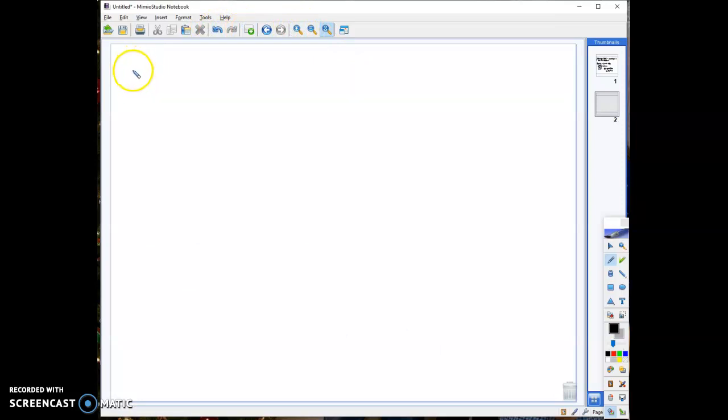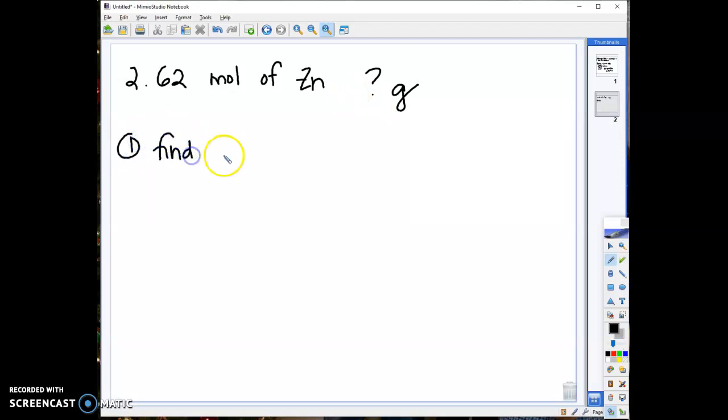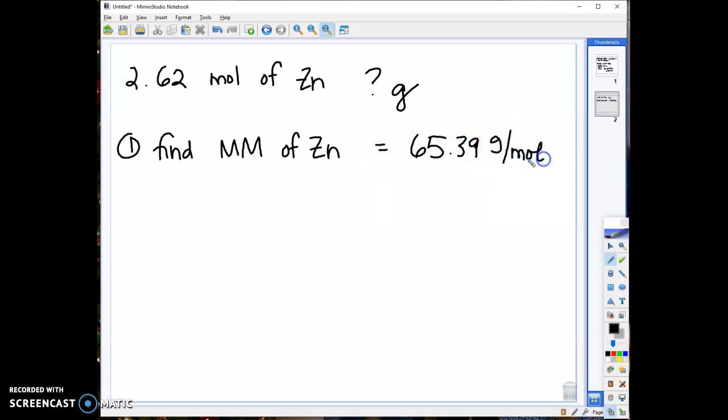So let's say that our problem that we're working tells us that we have 2.62 moles of zinc. Okay? And we want to know how many grams are in those 2.62 moles of zinc. So step 1, let's find our molar mass of zinc. So I'm going to go to the periodic table, and I'm going to find zinc, and I see that my molar mass of zinc is 65.39, and remember our unit there is grams per mole.